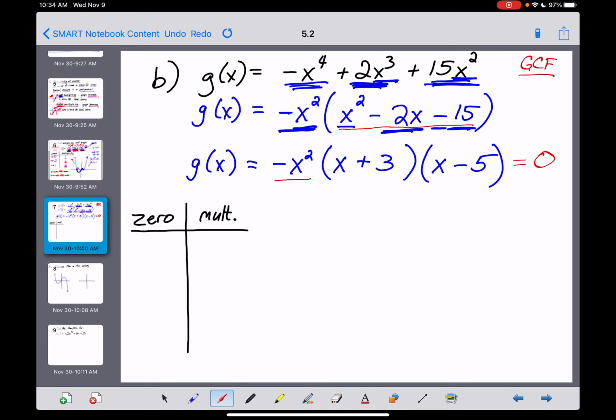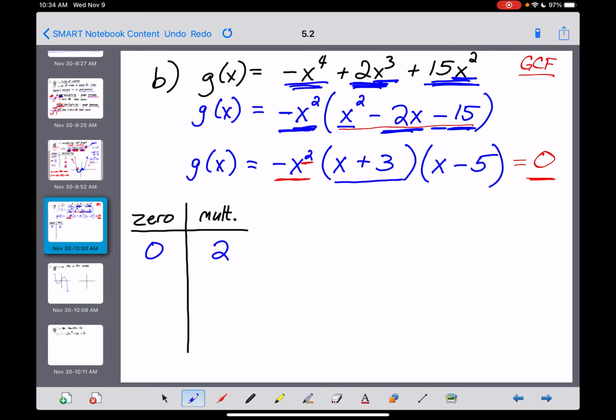All right, guys, looking at the first one, let me make this nice and easy for you. Anytime you pull out a monomial, like in this case, negative x squared, what value of x would make this thing equal 0? The answer to that is going to be 0. But the multiplicity there comes from the exponent of 2, so that 0 has a multiplicity of 2.